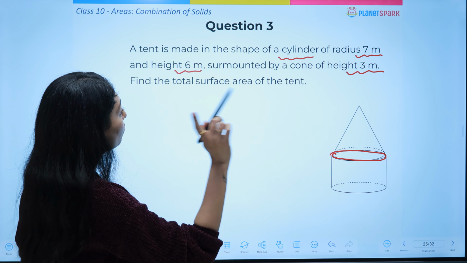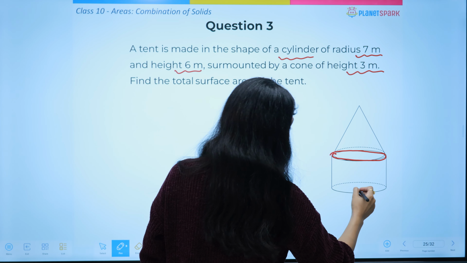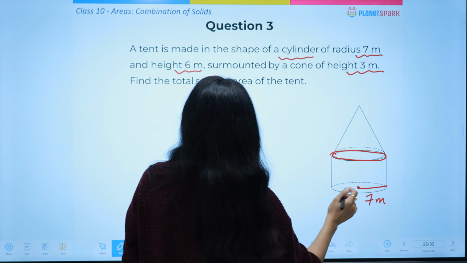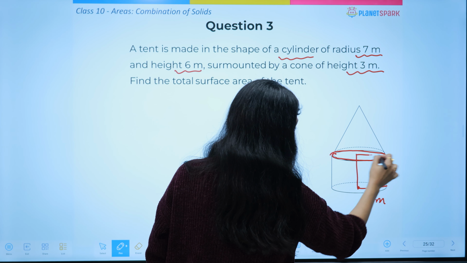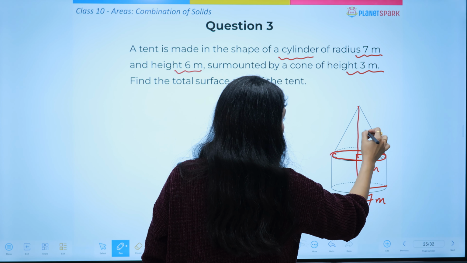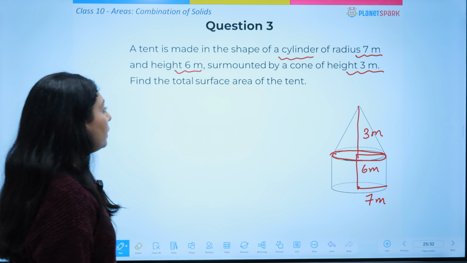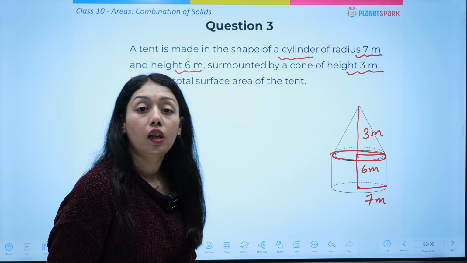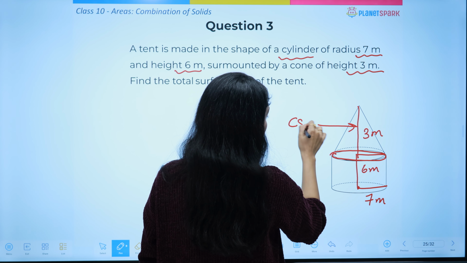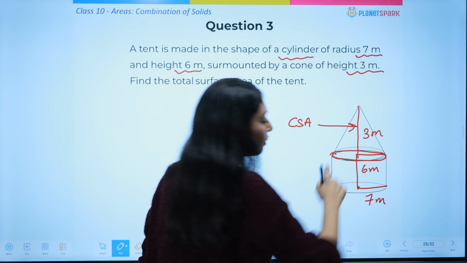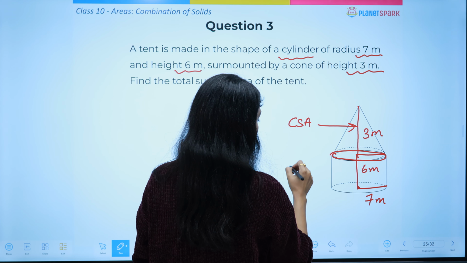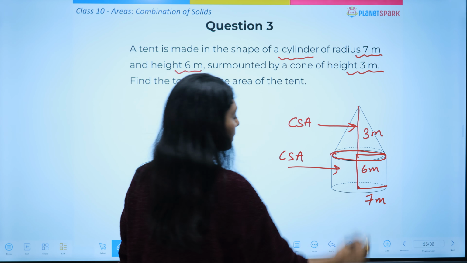Mention what all is given there: radius 7 meter. Height is 6 meter for the cylinder, and for the cone, the height is 3 meter. Find the total surface area of the tent. So what all area will we be considering? Yes, everybody, the CSA of cone, because this surface will not be included. Then the curved surface area of the cylinder.